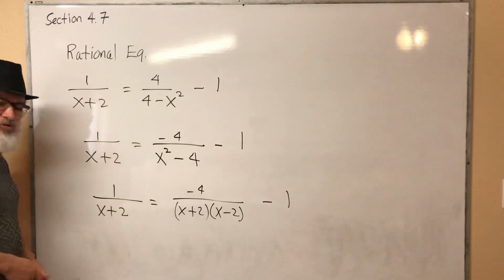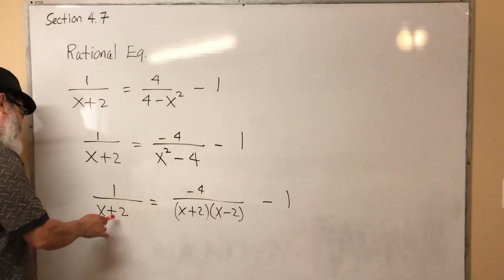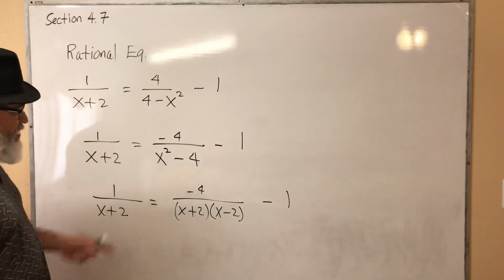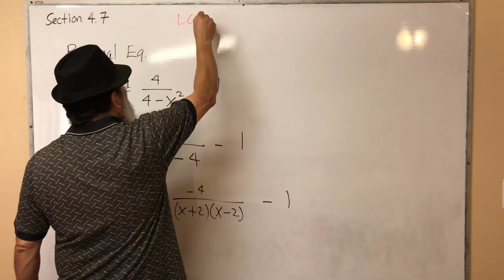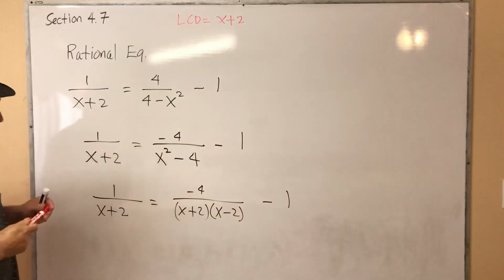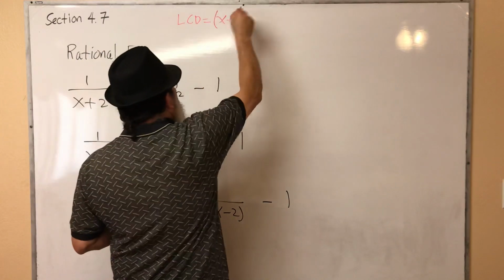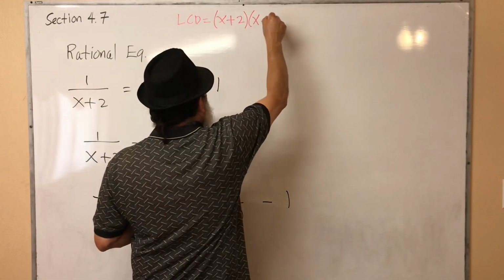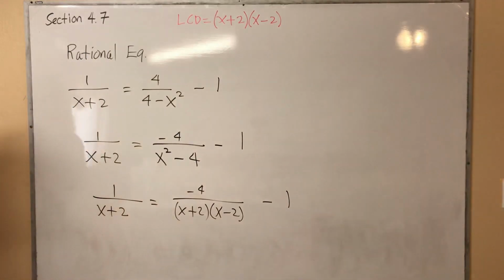I'm gonna find the LCD. What's the LCD? I see an x plus 2, so I'm gonna take x plus 2. X plus 2. I see an x minus 2 also, look. X minus 2. And that's your LCD. Okay?